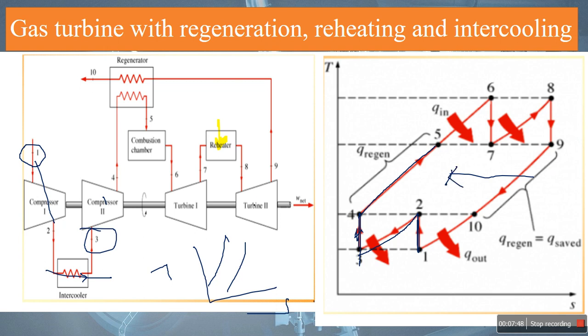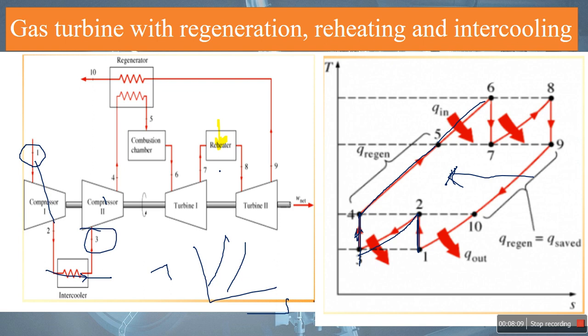See here, 9 to 10 is the exhaust process, it releases to the atmosphere. Before going to release, that heat is given to the compressed air. So 4 to 5 is the regeneration method. Then 5 to 6 is the combustion process, addition of heat takes place, so 5 to 6.